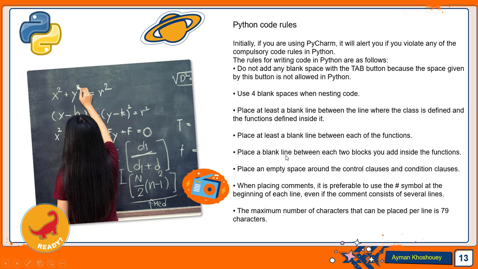There are some rules when editing Python code. You must use four blank spaces at the start of your line. Don't add blank space with the tab button. Place at least a blank line between the line where the class is defined and the function defined inside it. Place at least a blank line between each of the functions. Place a blank line between each two blocks you add inside the functions.